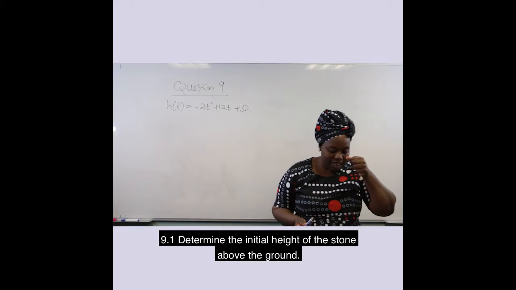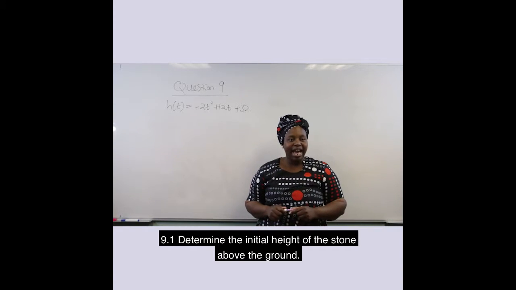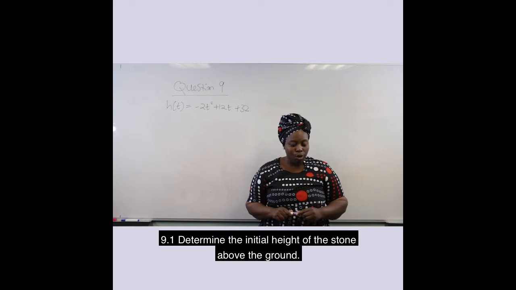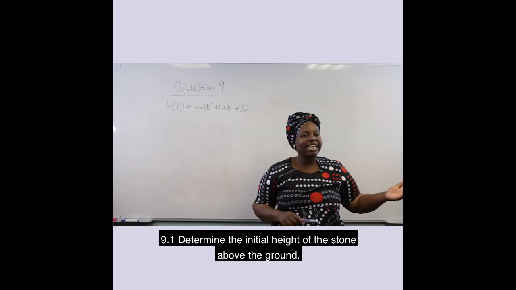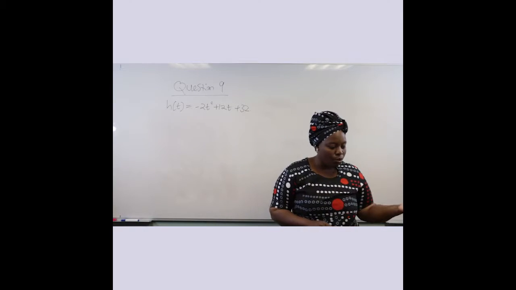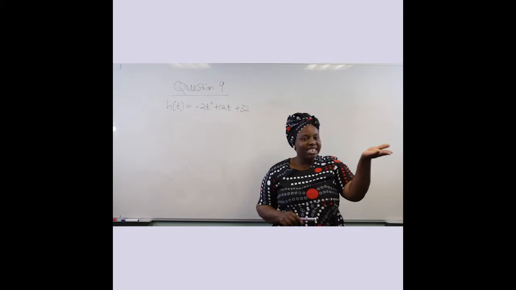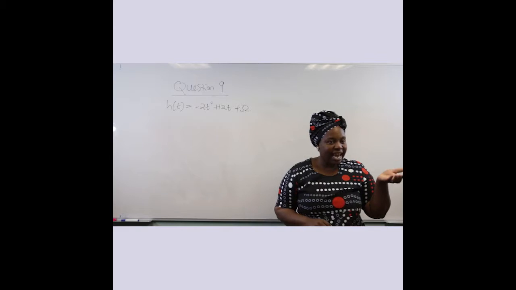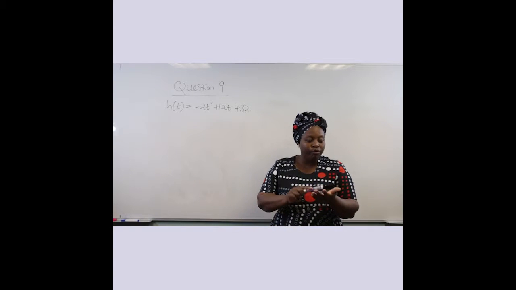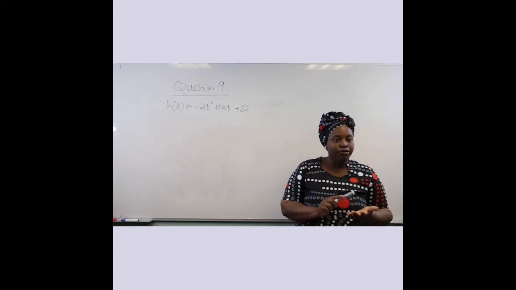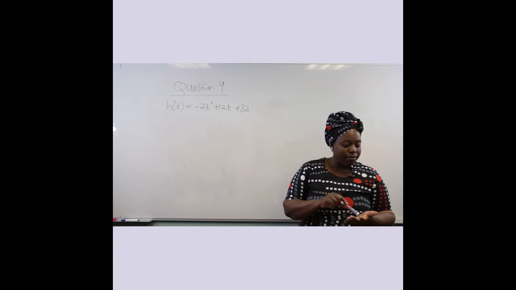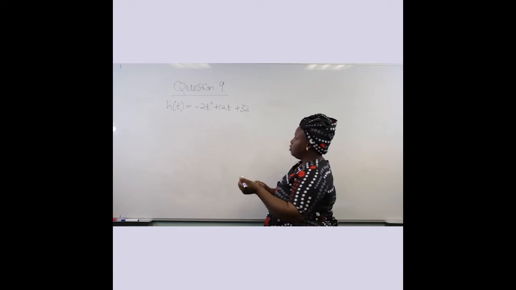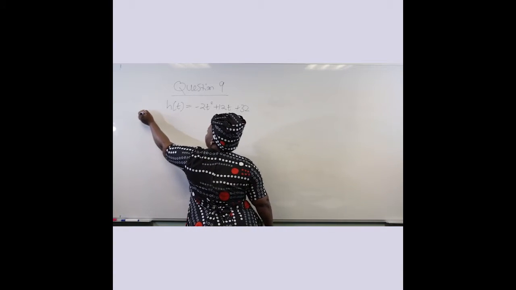Okay, question 1 says, determine the initial height of the stone above the ground. So I say the ground is where the stone is starting. So where the stone is starting is at my hand now. I'm throwing it. What will be the initial height at that time? The stone hasn't yet moved. So it means that the time therefore will be 0, and we can be able to find that height.